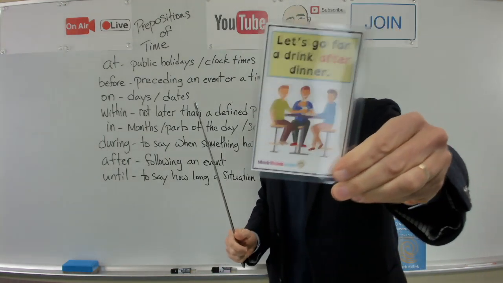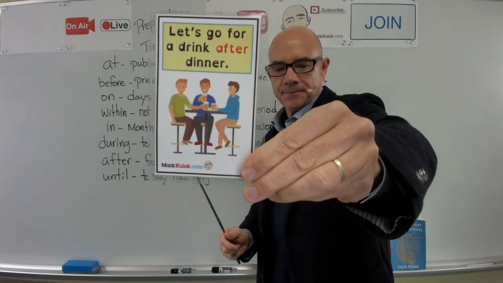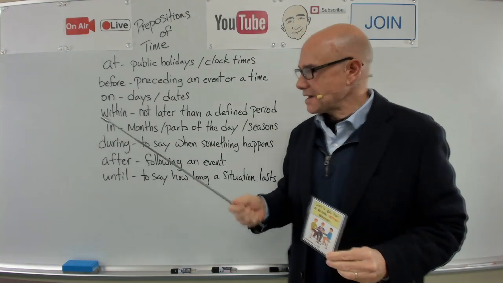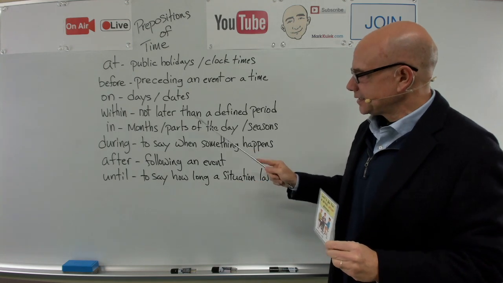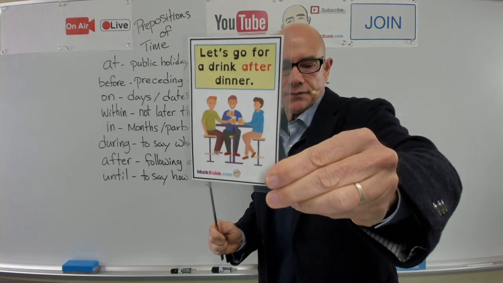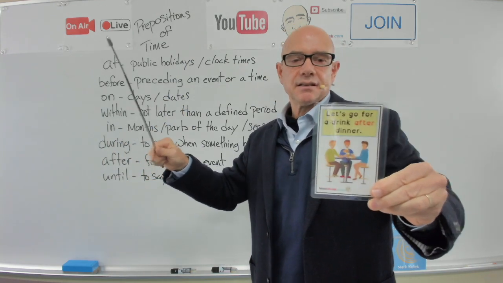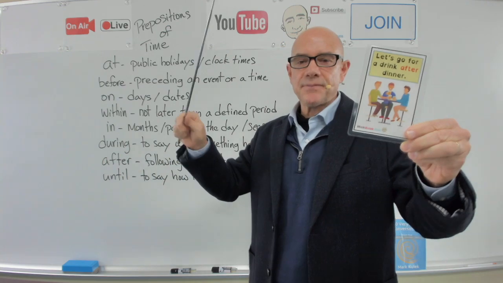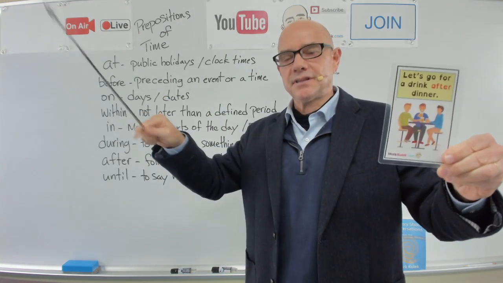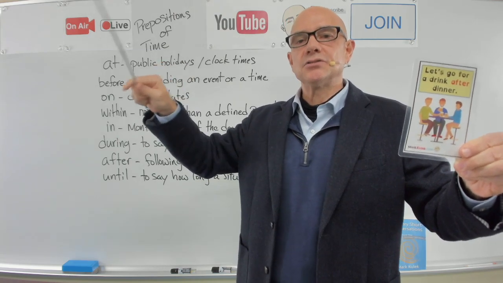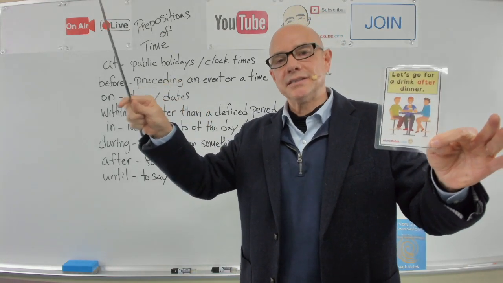Okay, good. And then the next card was, let's go for a drink after dinner. After. Following an event. The event was dinner. So after the dinner, let's go for a drink. The event was having dinner, and so let's go for a drink after dinner. After we finish dinner, let's go to a different place. So we're having dinner at this restaurant, and after we finish, let's go to a different place for a drink.